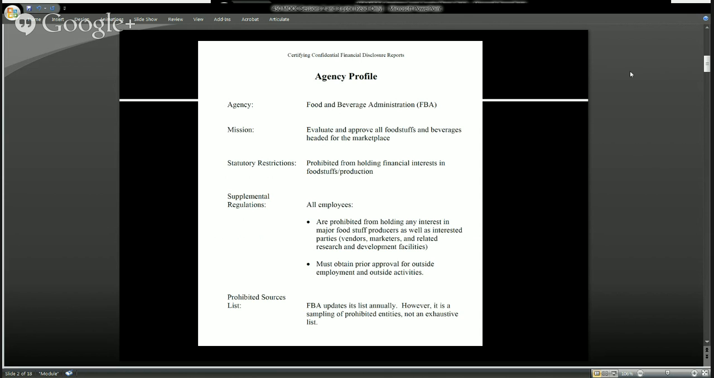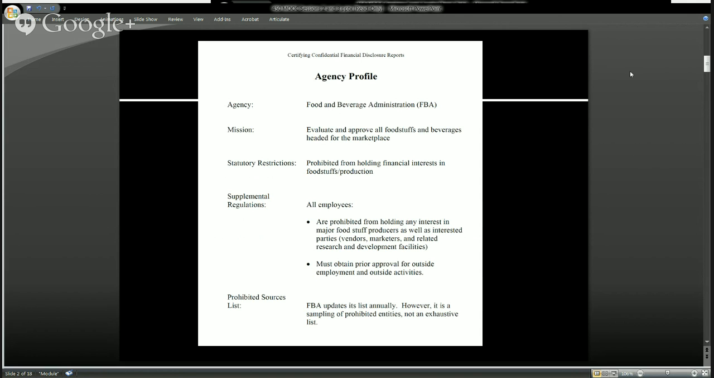In the case of the Food and Beverage Administration, employees are prohibited by law from holding financial interests in foodstuffs and production. And that kind of makes sense. It's sort of a broad brush way of thinking about conflicts of interest. And this restriction is in addition to all of the other ethics laws and regulations that we discussed on Monday. They also have a supplemental regulation.